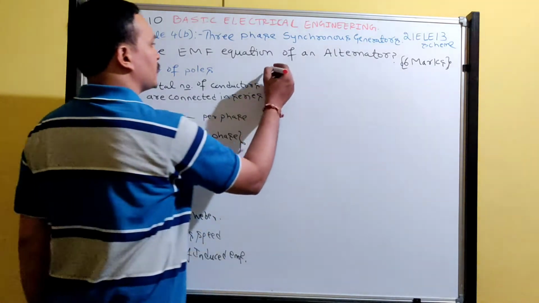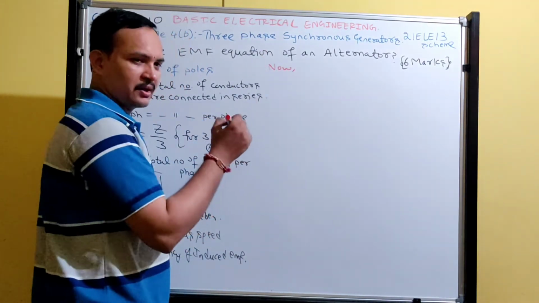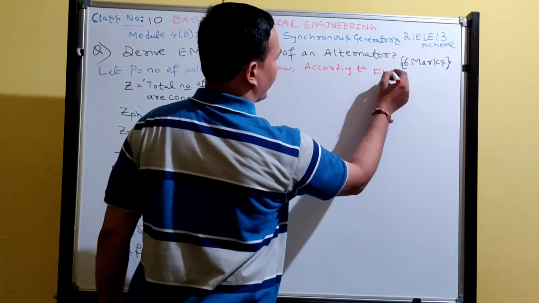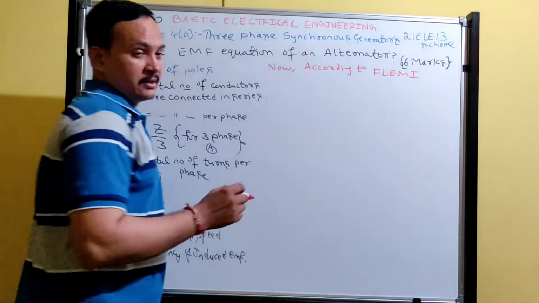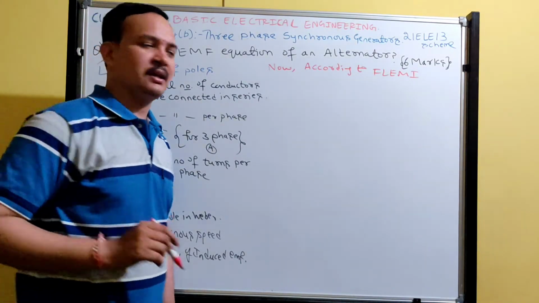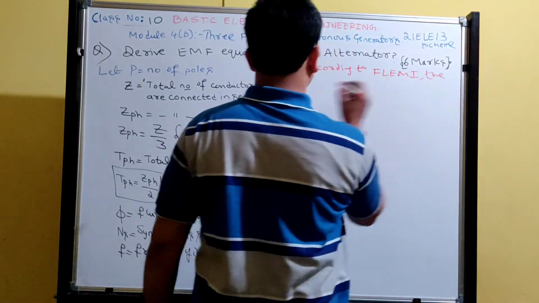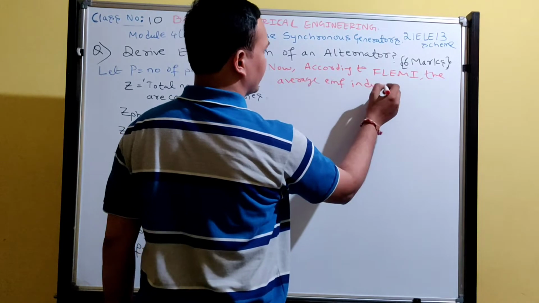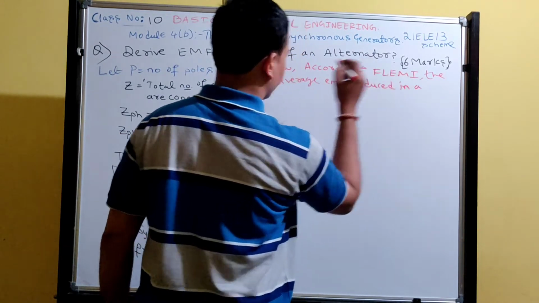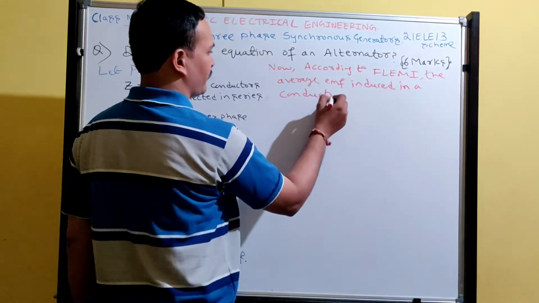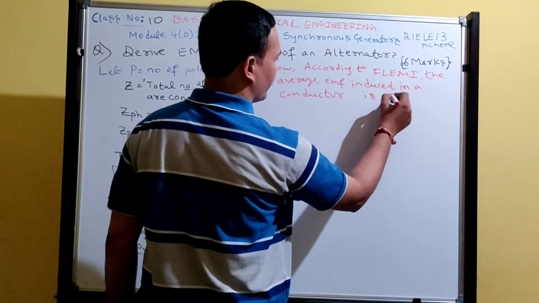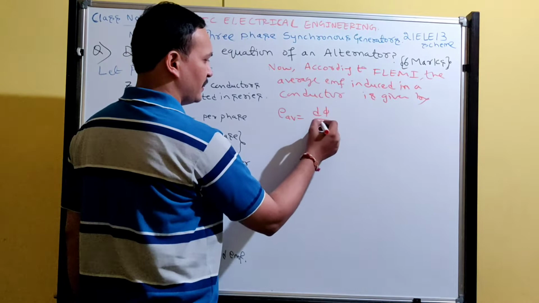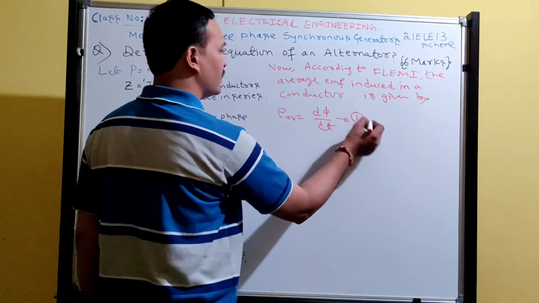So now the actual derivation starts. According to Faraday's law of electromagnetic induction, the average EMF induced in a conductor is given by, you can write like this, E_av is equal to dΦ by dt. Take this as equation number 1.